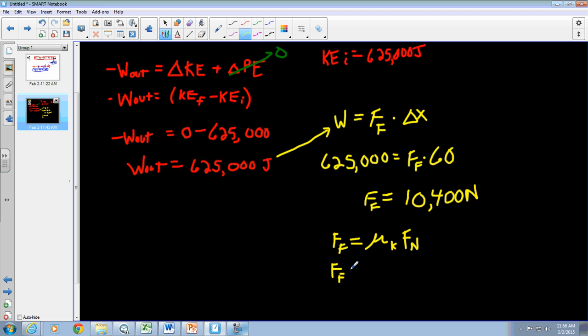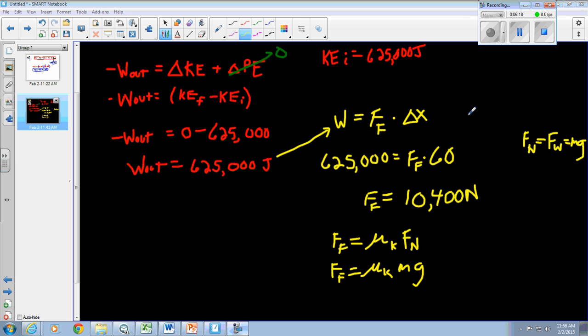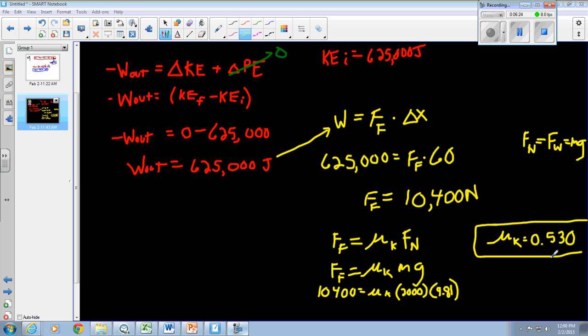They give us the weight, force weight is mg. Therefore force of friction is going to be equal to the kinetic coefficient times force normal, and force normal is equal to force weight in this scenario because we're on level ground. So force weight is equal to mg, therefore force normal is mg. We plug it in and we can solve for the coefficient. Plug in our numbers and solve. Coefficient is equal to 0.530.